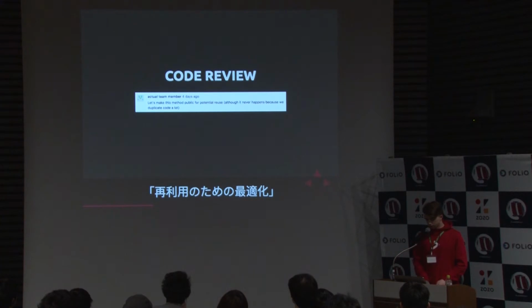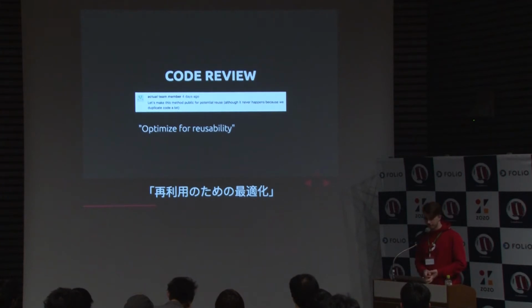Another comment, this is almost the last one, and this time it's from an actual team member. "Let's make this method public for potential reuse," although it never happens because we duplicate code a lot. So this comment is about optimizing for reusability, even if you don't practice it.